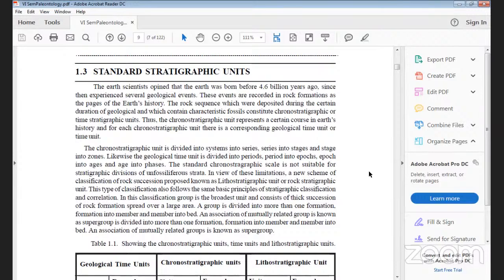The standard chronostratigraphic scale is not suitable for stratigraphic divisions of unfossiliferous data. There are some limitations, so a new scheme of classification of rock succession was proposed, known as the lithostratigraphic unit or rock stratigraphic unit. This type of classification also follows the same basic principles of stratigraphic classification and correlation.